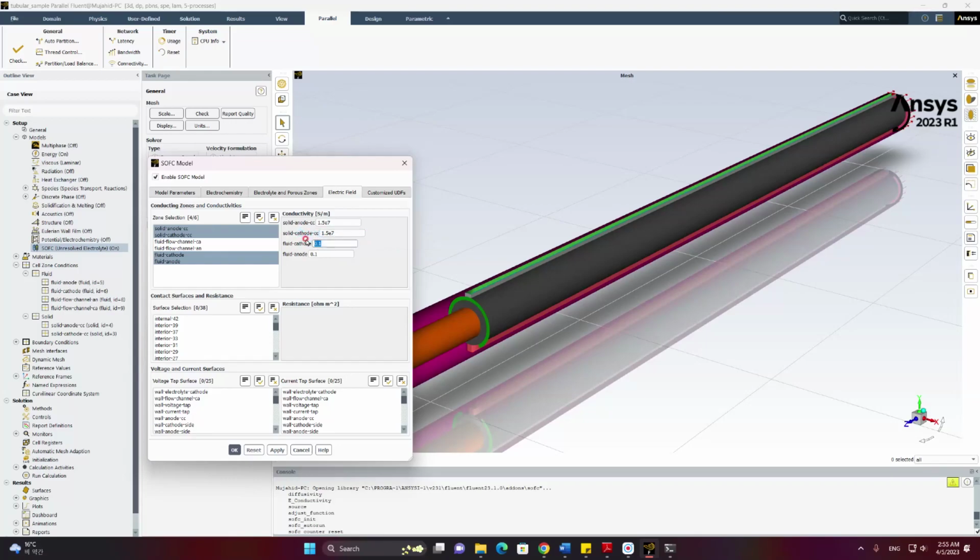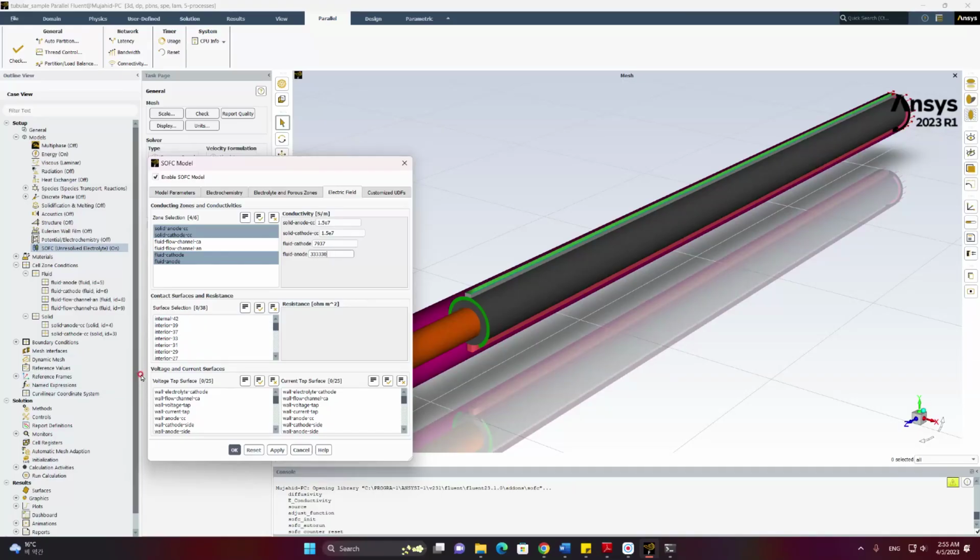And now because there's a material difference between the anode and cathode, they will have different values. For cathode it is 7937, and this is actually 333330. Now the contact surfaces and resistances. This is actually the contact resistance between the anode or cathode and the current collectors.